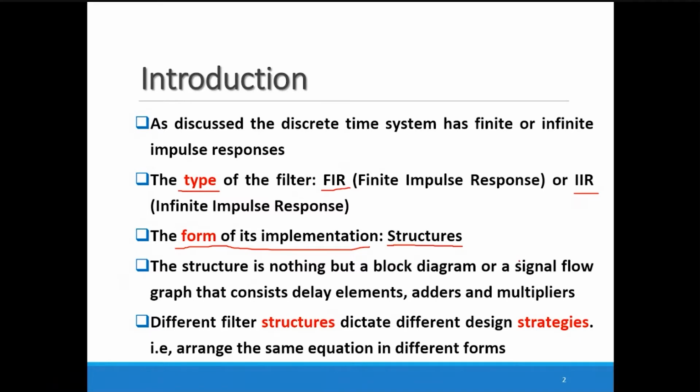So in this chapter you have to study about various structures. Structures are nothing but how you are implementing that particular equation of FIR or IIR filter, which gives you different design strategies. So here we will study the different structures, which are nothing but different design strategies. The meaning of that is to arrange the same equation in different forms. Whatever FIR equation or IIR equation we have, we have to implement that equation in different forms. So we obtain the different design strategies. So these are the introductory points.